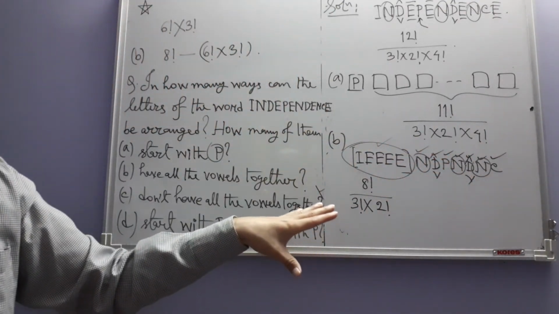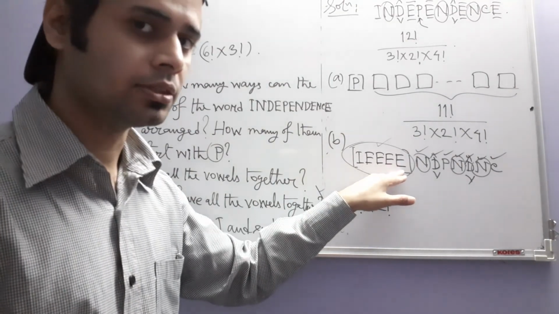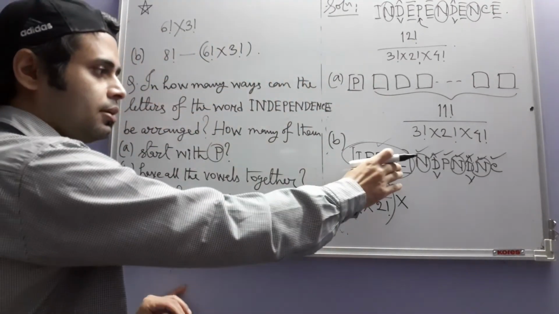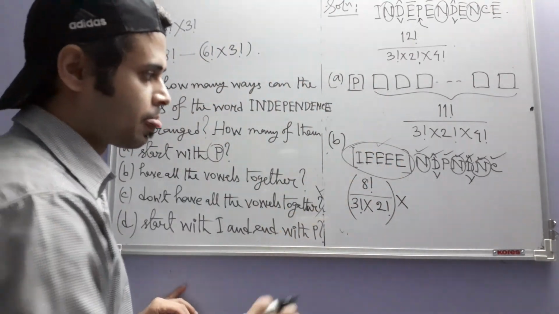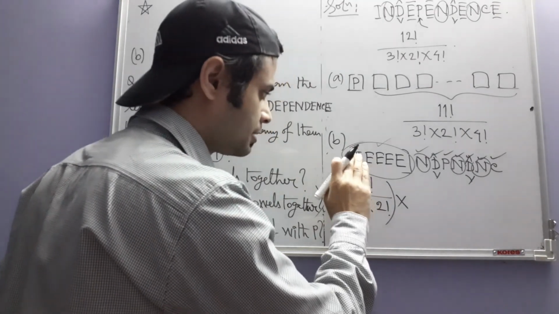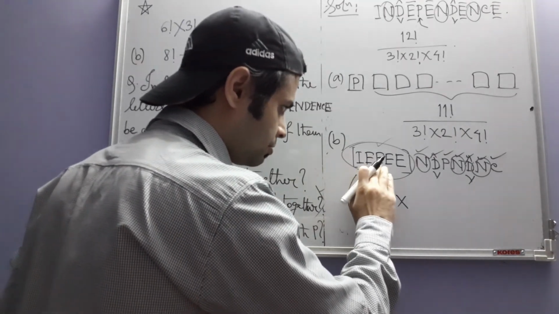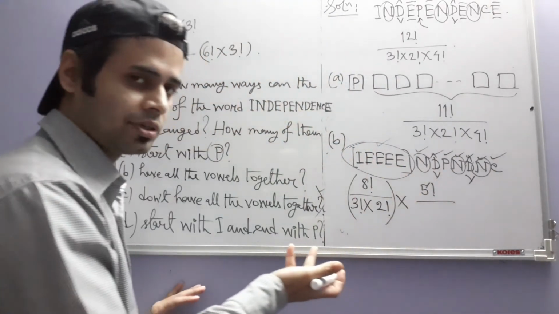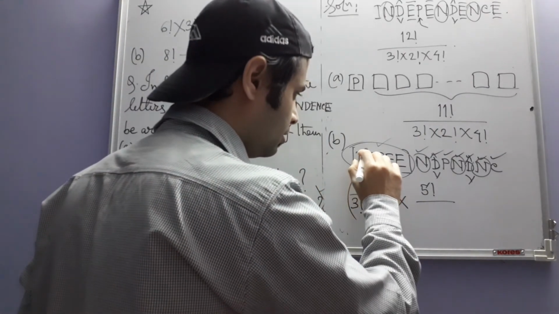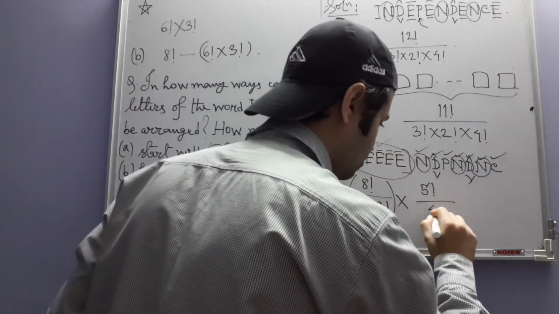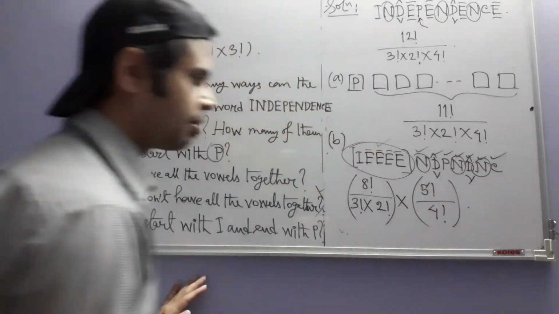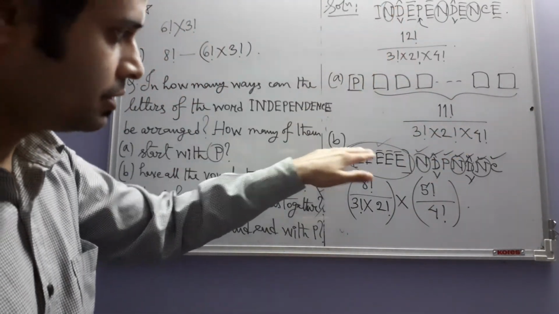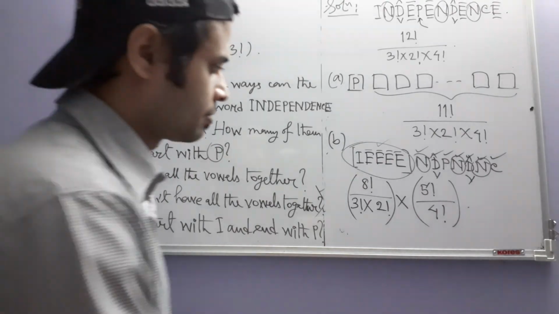But that is only the number of arrangements of the objects like this. We have not taken care of the internal arrangements. For each of these arrangements, we can rearrange the vowels inside. The number of objects is 1, 2, 3, 4, 5, so 5 factorial. But here also we have repetitions. E appears 4 times, so we divide by 4 factorial. So this is the number of ways of arranging the letters of the word independence in which the vowels are together.